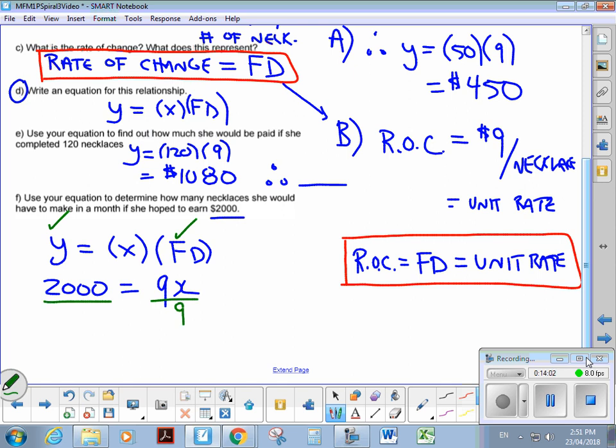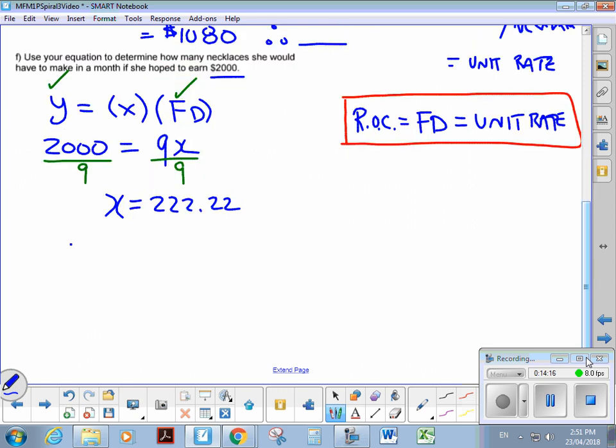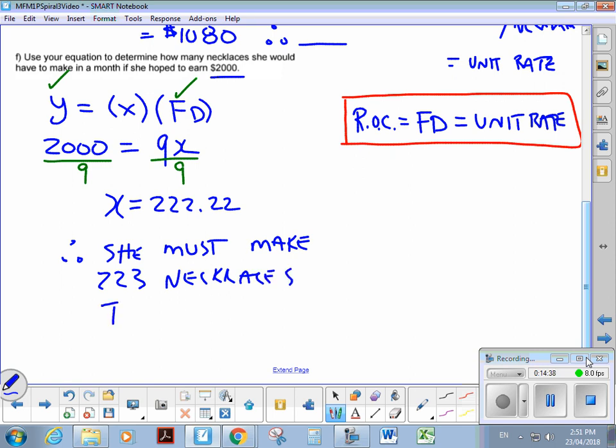Divide both sides by 9. So 2,000 divided by 9 is 222.2. Is she going to make 222.2 necklaces? No. So we say, therefore, if she wants to make $2,000, she's got to go up. I know it goes against rounding rules, but we need one more necklace to get there. She must make 223 necklaces to earn $2,000. If she made 222 necklaces, she'd be under that.